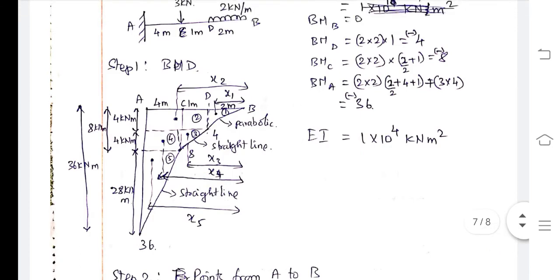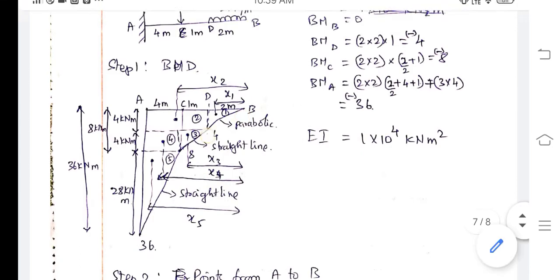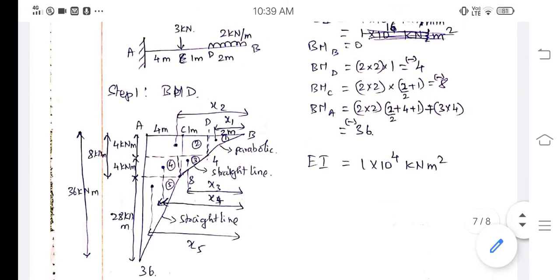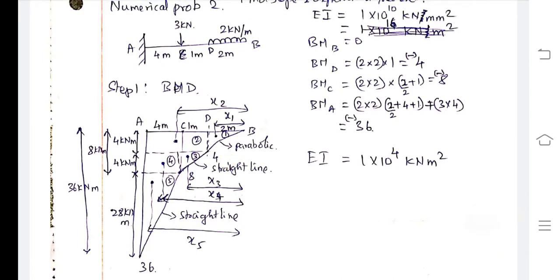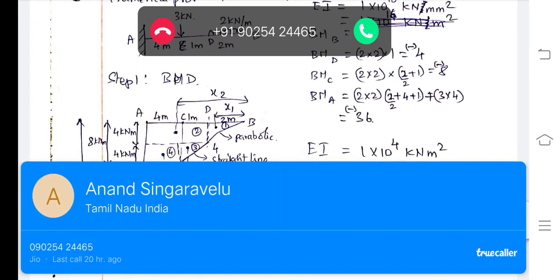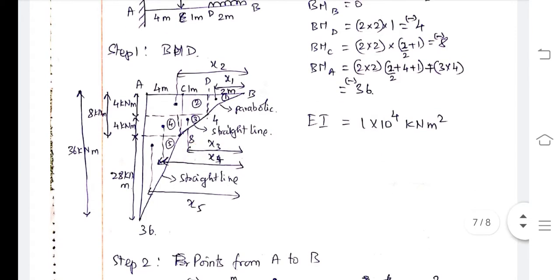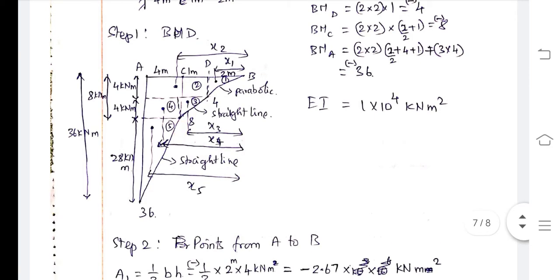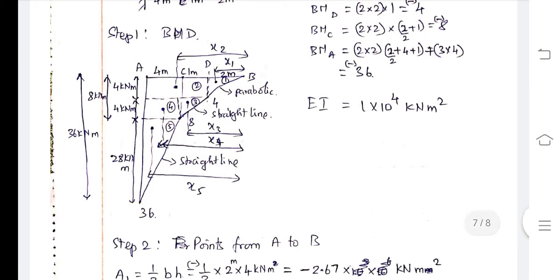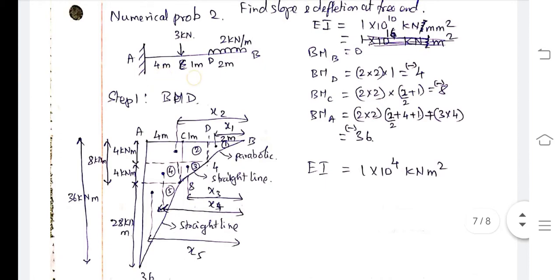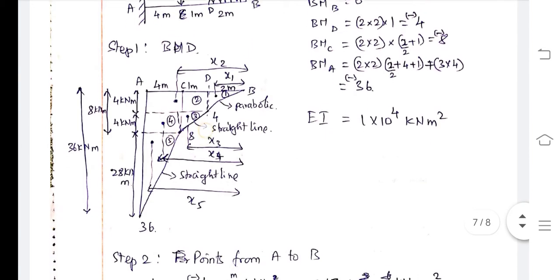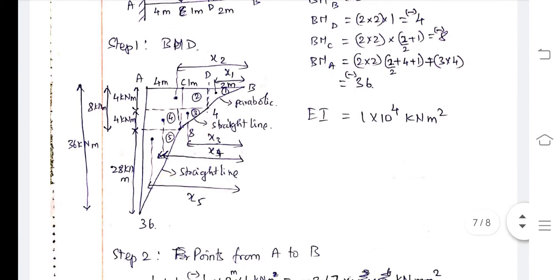So drawing this, from B to D it is a UDL, so it is a parabolic curve. Then from D to C it is an inclined straight line. From B to D it is an inclined straight line. Then from C to A it is a straight line, because there is no UDL. So this is the bending moment diagram.